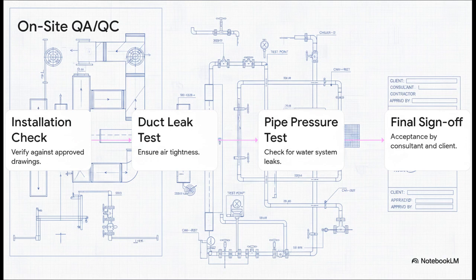So once the materials are actually on site, the quality control process is really strict and it has to happen in order. First, we inspect the installation itself. Does it match the approved drawings? Then we run the critical tests. A duct leakage test to make sure our expensive conditioned air isn't just leaking into the ceiling, and a pipe pressure test for the chilled water lines. Only after everything passes do we go for that final sign-off from the consultant and client.